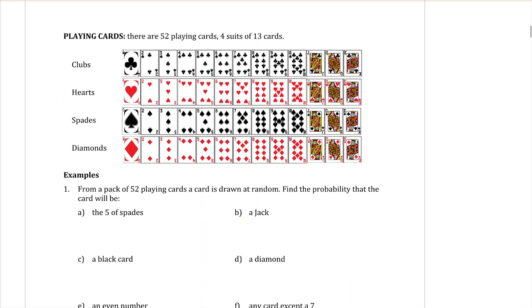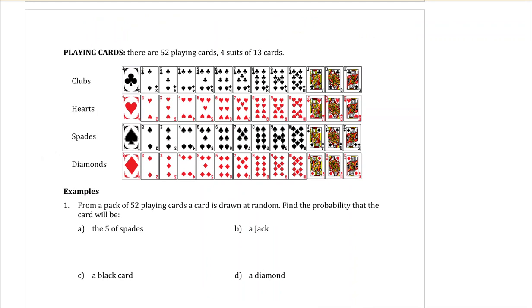Okay, so here is, you've seen this picture many times before, our pack of playing cards. We know that there are 52 cards in a deck. There are 4 suits, the clubs, hearts, spades and diamonds, and in each one of those suits there is 13 cards. We usually consider from ace up to 10, and then we have our picture cards, sometimes called court cards, either jack, queens and kings.